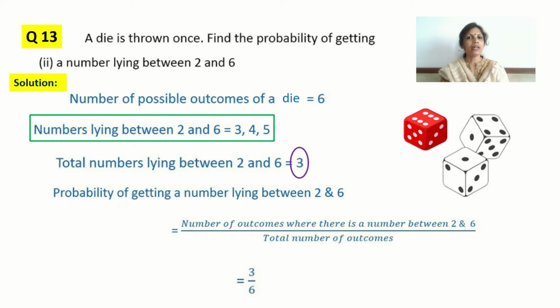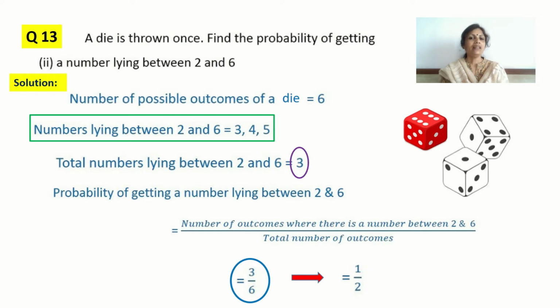So we'll write our formula then. Probability of getting a number lying between 2 and 6 is equal to the number of outcomes where there is a number lying between 2 and 6, divided by the total number of outcomes. How many outcomes do we have? We have 3 outcomes, and those are 3, 4 and 5. So 3 upon 6, and 3 upon 6 is equal to 1 by 2 after reducing it to lower terms.